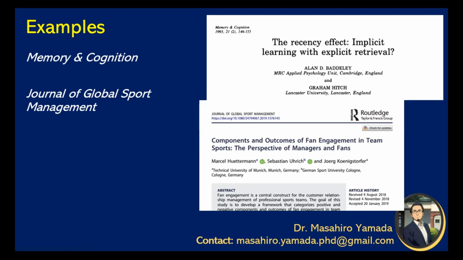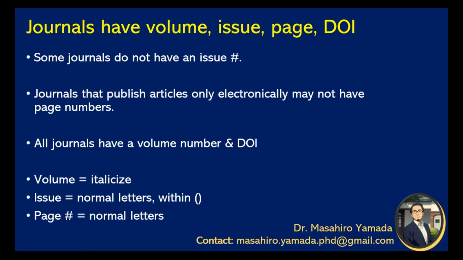So according to the APA style, you do not capitalize all letters. You only capitalize the first letter of important words. So you do not capitalize O, but you capitalize J, G, S, and M in this case, and italicize all letters. After you type up the name of the journal, you put a comma, not period, comma, and what comes next is the volume number, the issue number, the page number, and the DOI, which is the identification number.